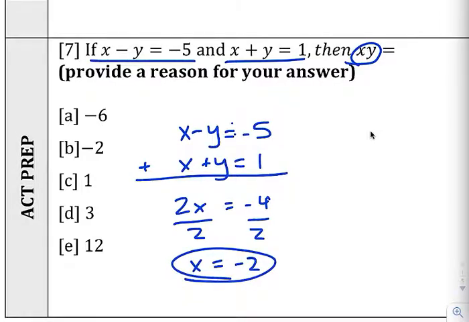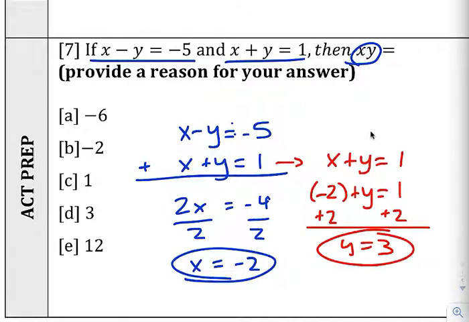So we have x, we just need to find y, but luckily we have two different equations here to help us do that. I'll use the bottom one just because I prefer positive numbers. So we have x plus y equals 1, but we know now that x equals negative 2. So we have negative 2 plus y equals 1. Add 2 to both sides. y equals 3. Okay, so we have x is negative 2, y is 3. So if we want the product xy, that should be negative 6.